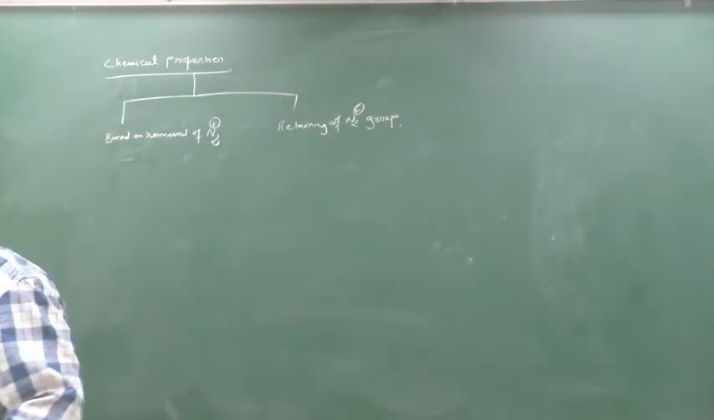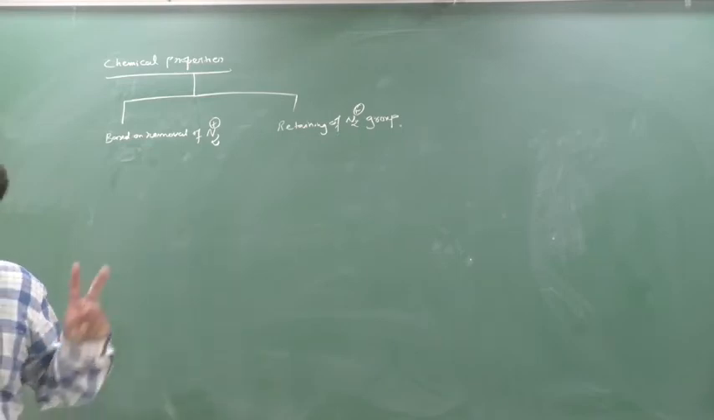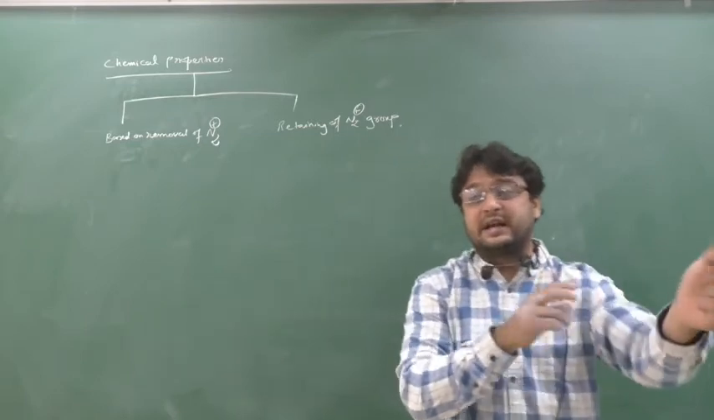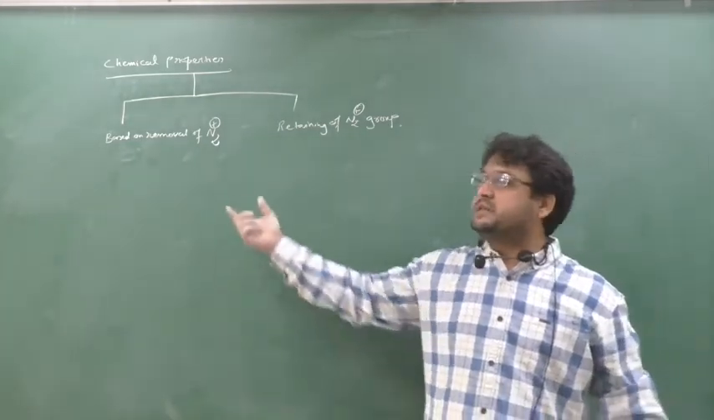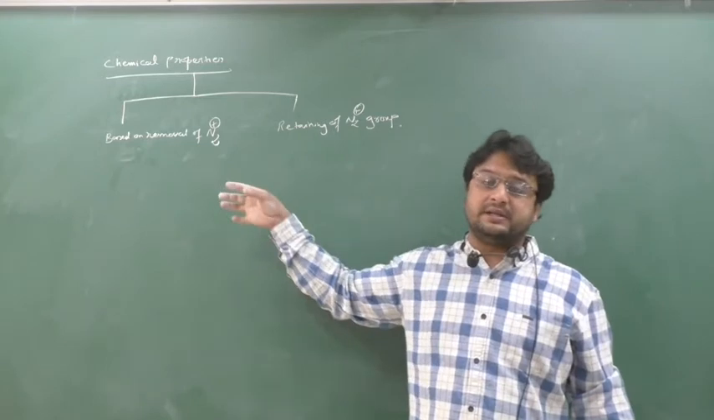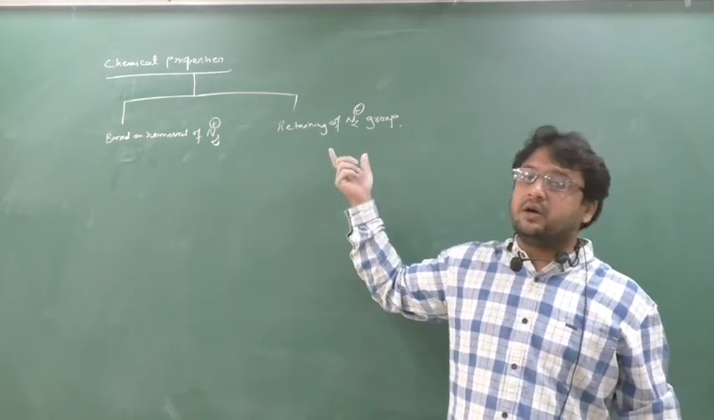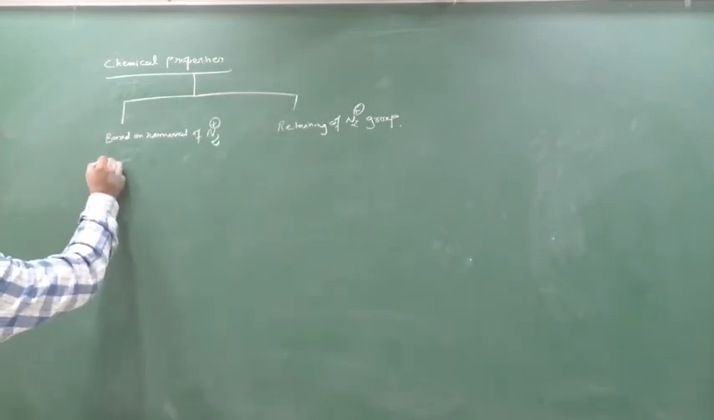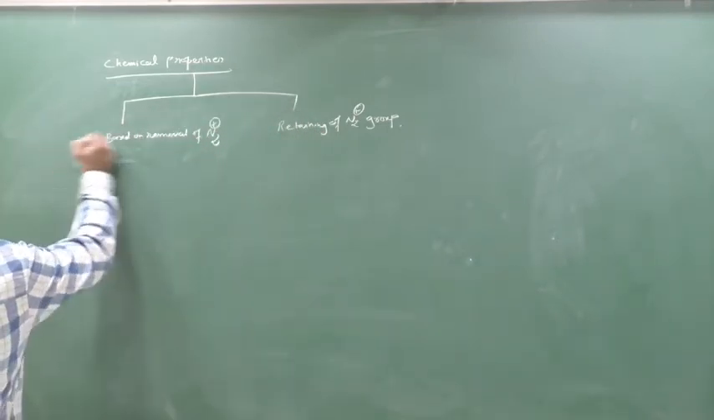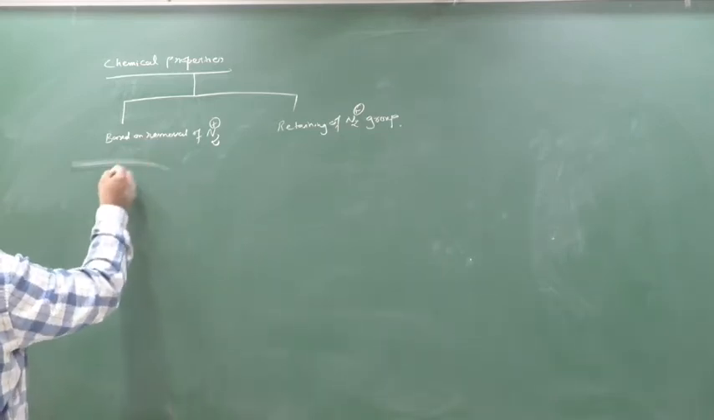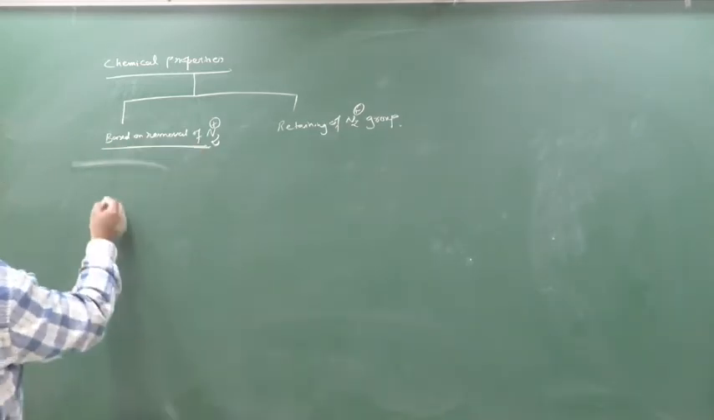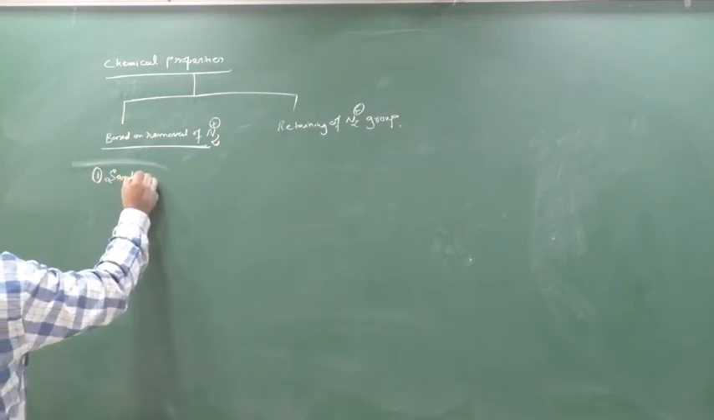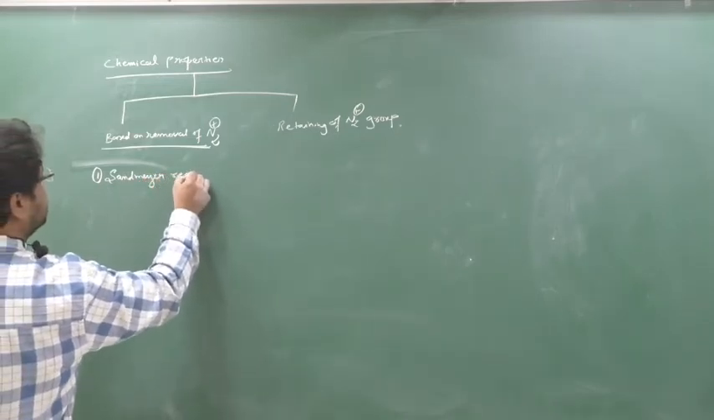Clear? Please remember this. So the chemical property of diazonium salt is categorized in two ways. First category is based on the removal of diazo group and second category is retaining of diazo group, that is N2 plus. Now first we are going to see the property based on removal of diazo group. In that, first we are going to study the Sandmeyer reaction. It's easy. Sandmeyer reaction. See this.